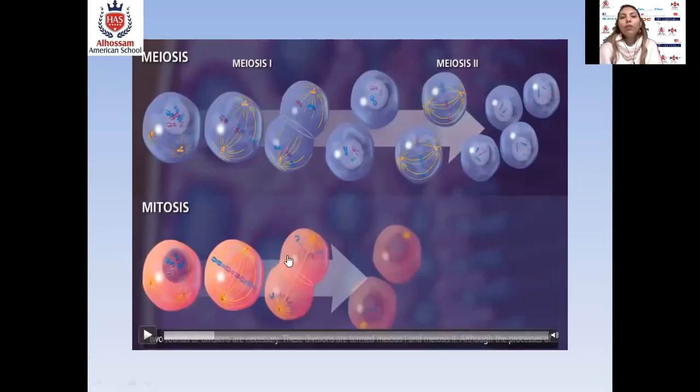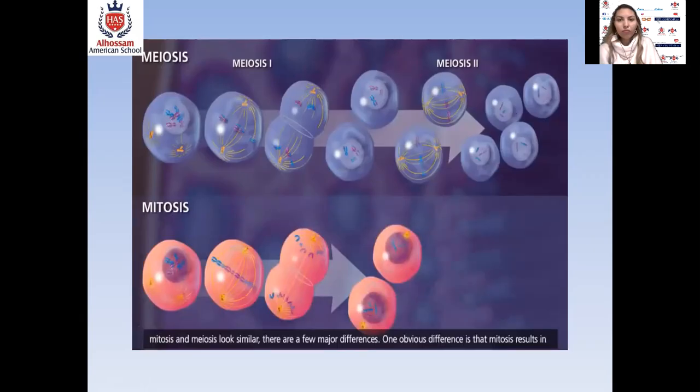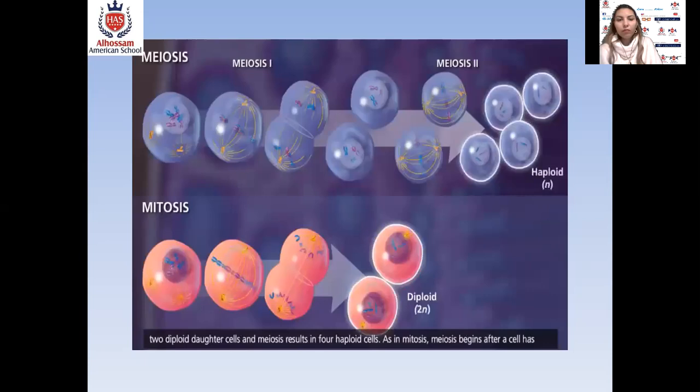Okay, and now you compare between meiosis and mitosis. Mitosis ends with 2 cells with the same number of chromosomes, so a 46-chromosome somatic cell will give 46-chromosome somatic cells too, okay? Although the processes of mitosis and meiosis look similar, there are a few major differences. One obvious difference is that mitosis results in 2 diploid daughter cells, and meiosis results in 4 haploid cells.